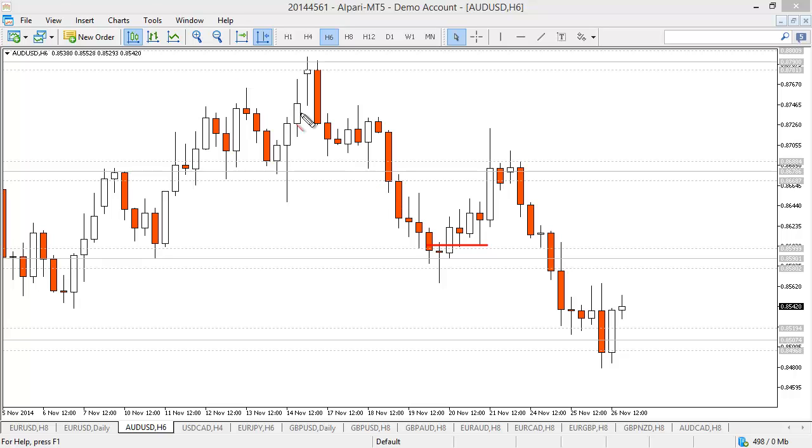And sometimes you'll find a better entry. Sometimes price will pop up, break this area, and then it'll come back down 3 or 4 pips, and then you could get in when it pops back down. So I prefer to enter manually, but sometimes I'll set an order to get me into that trade. It just depends.